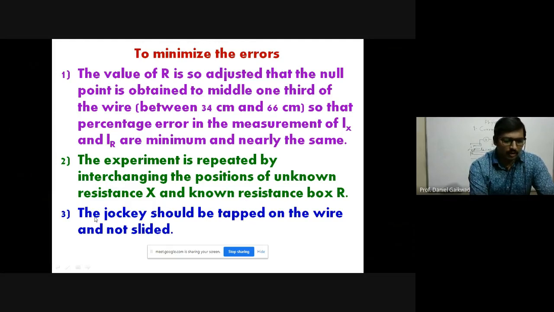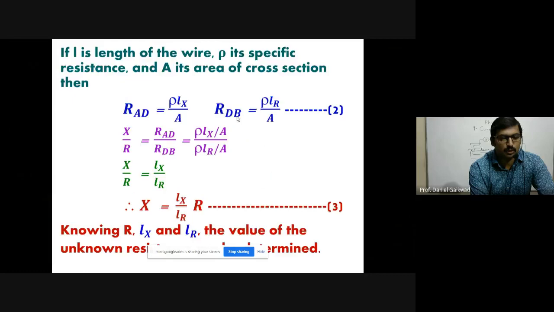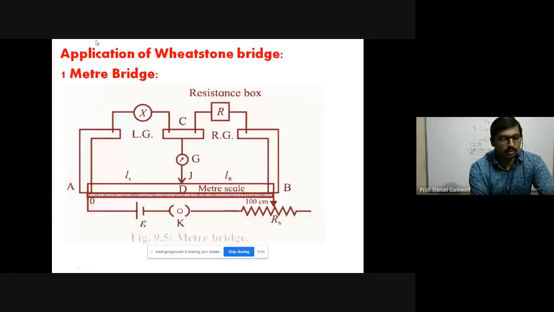Now number third, the jockey should be tapped on wire and not slided. So we have to just touch the jockey, not slide, on that particular meter bridge wire, so that the error should be minimized here. So this will be the minimization of the errors in case of meter bridge circuit. That is useful in case of finding unknown resistance X also, so in this experiment also.